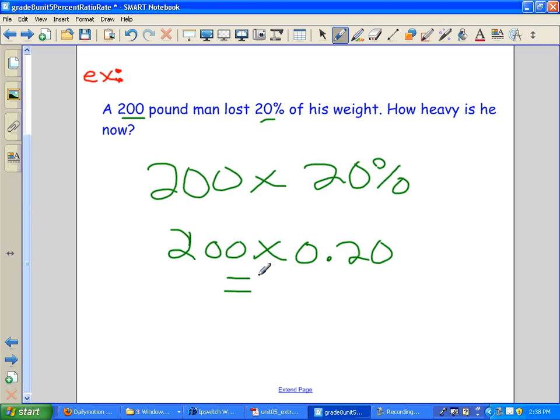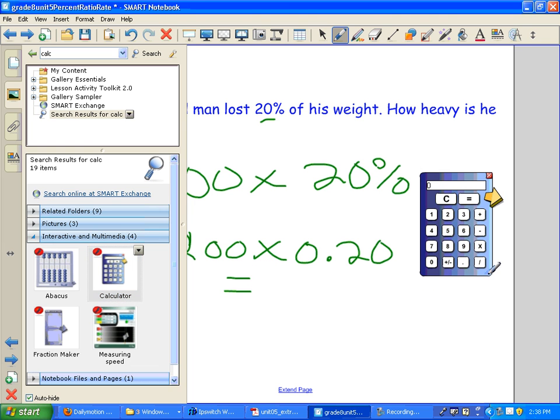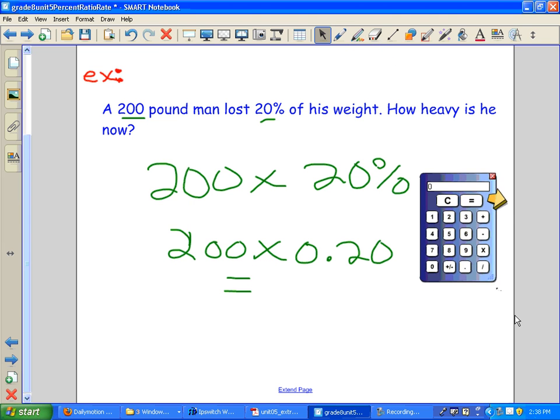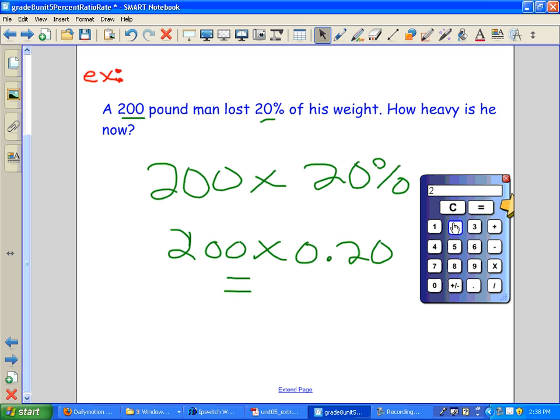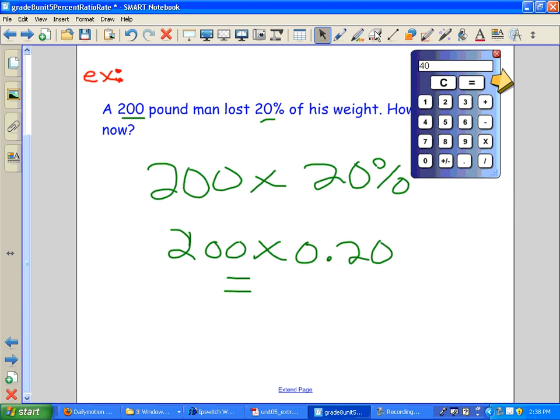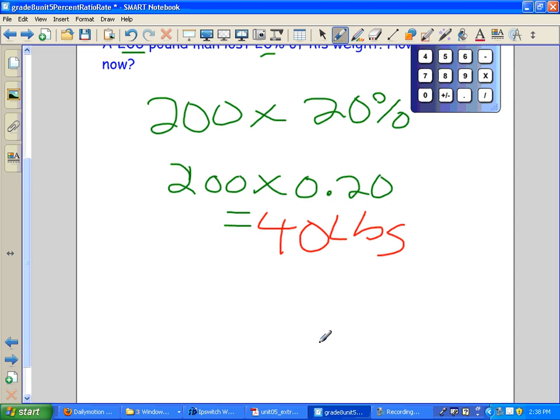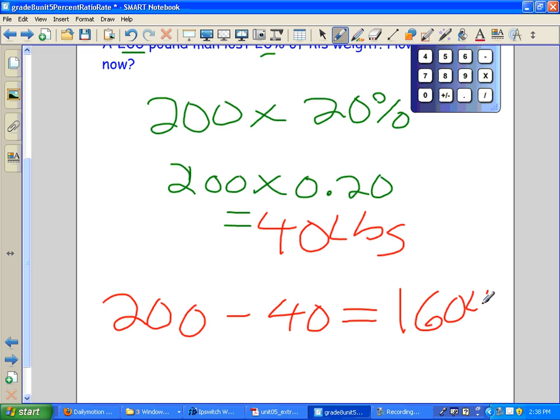And your answer for how much weight this man lost, let's use our calculator to do that. And you'd end up with 200 times 0.20 equals 40 pounds. So if he lost 40 pounds, okay, so let's take 40 pounds away from his original weight. So he was 200, he lost 40 pounds, and he now weighs 160 pounds.